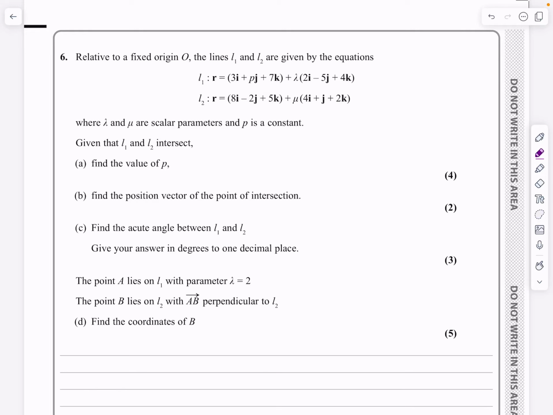Okay, this is the P4 paper from January 2024. It's question number 6. As we can see, this is a vectors question, and it's going to be a points of intersection question when we get into it. Right, let's have a read through.